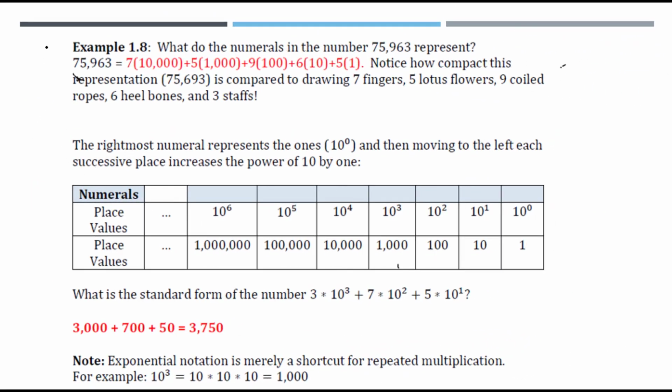So this is example 1.8 in your book. You can pause this and read it if you haven't. You should read through the book before you watch the video.